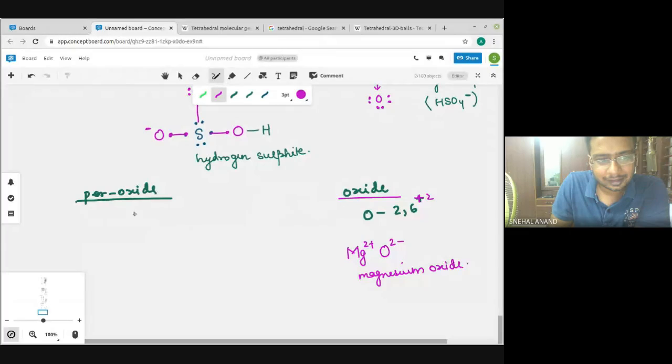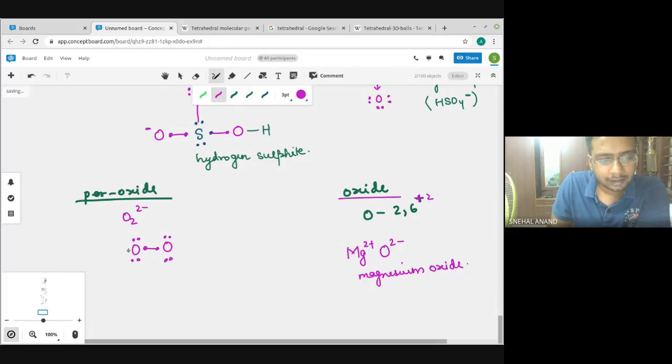Peroxides are a bit different. Peroxide is O2 2 minus. This is O2 minus and that is O2 2 minus. So, as we know, one oxygen shares 1 electron with another oxygen. Two of them decide to share one electron.